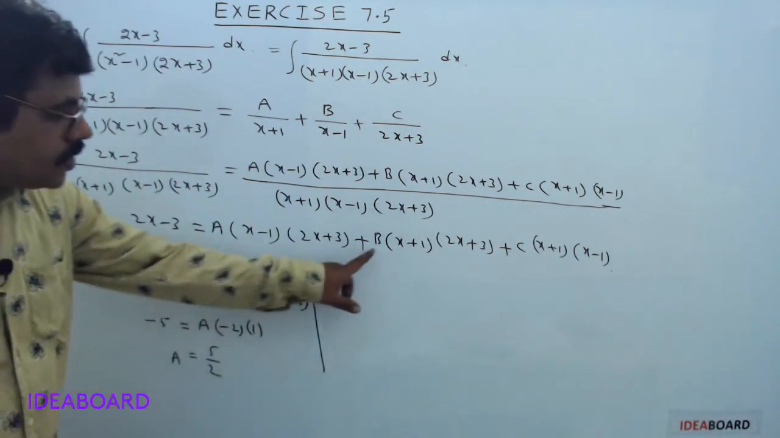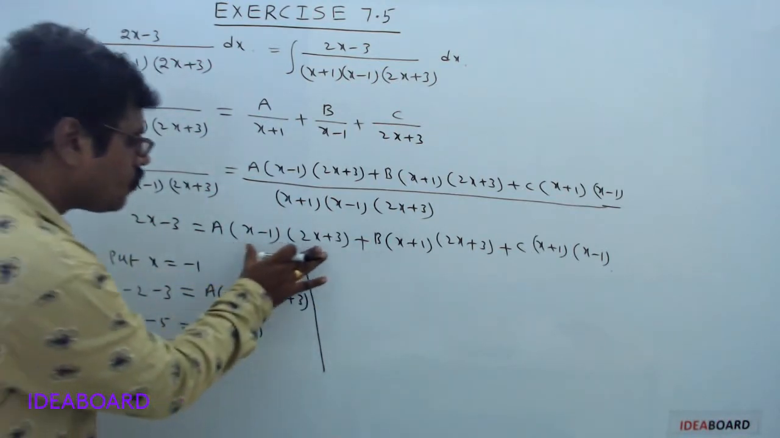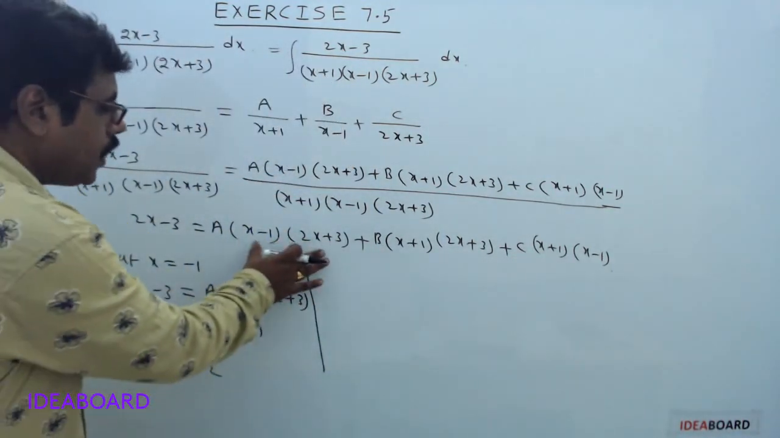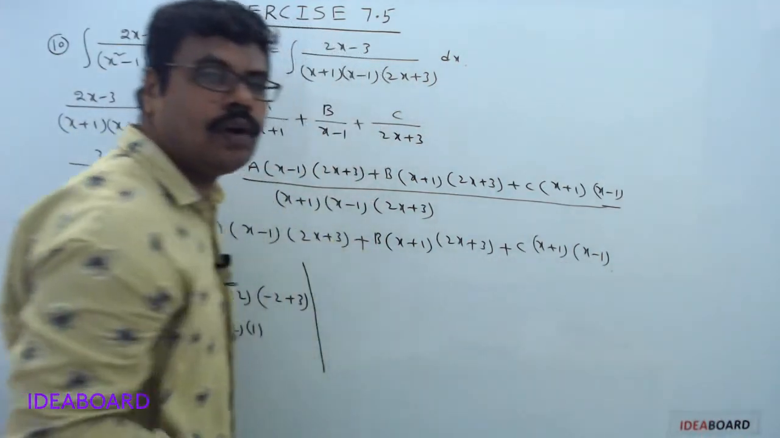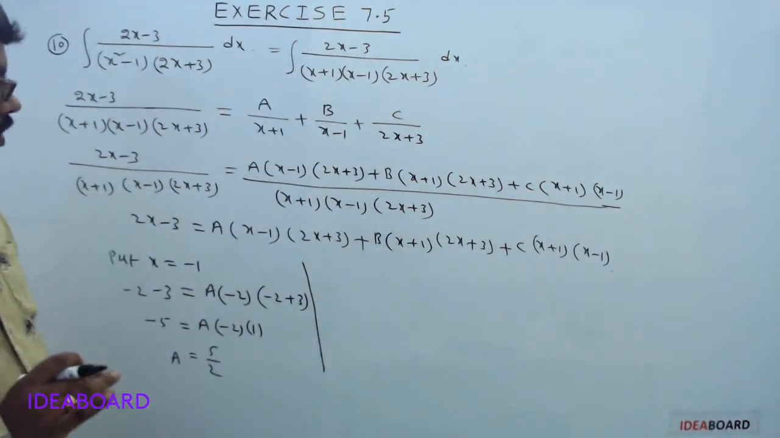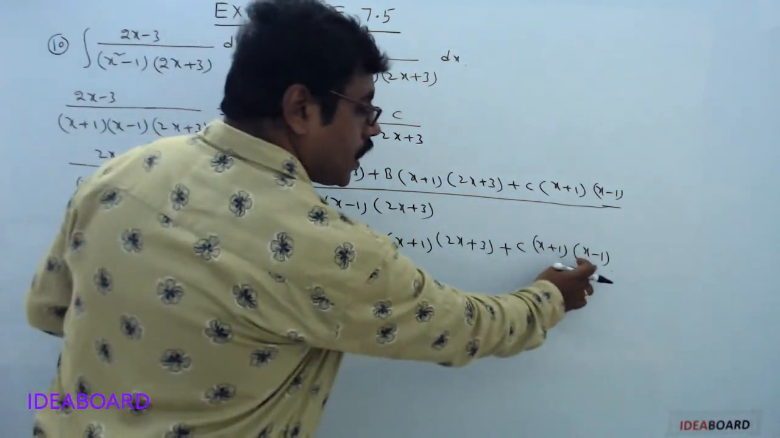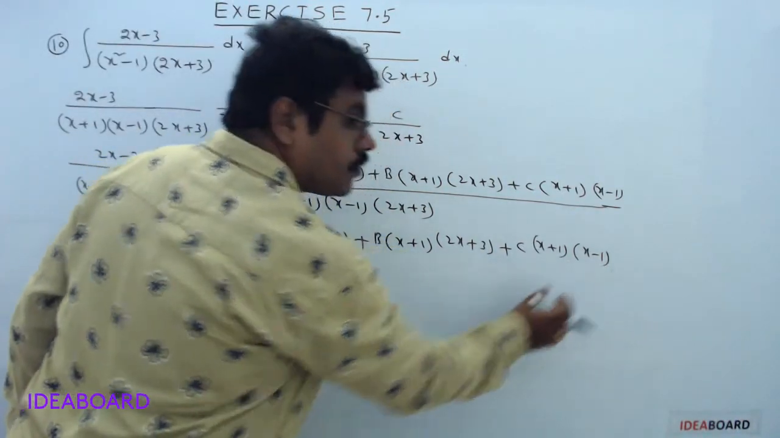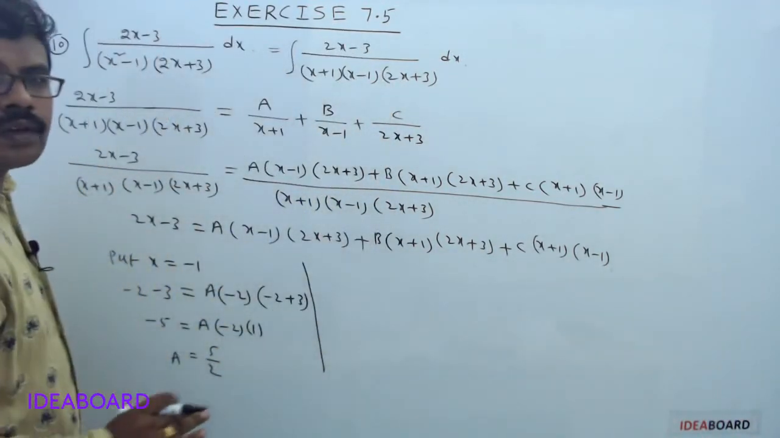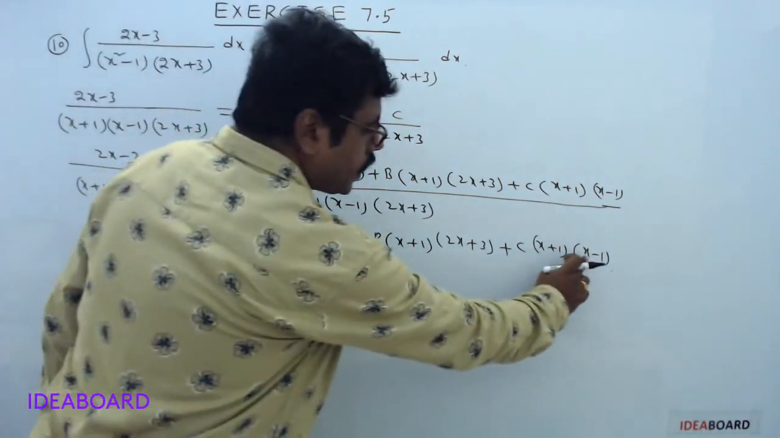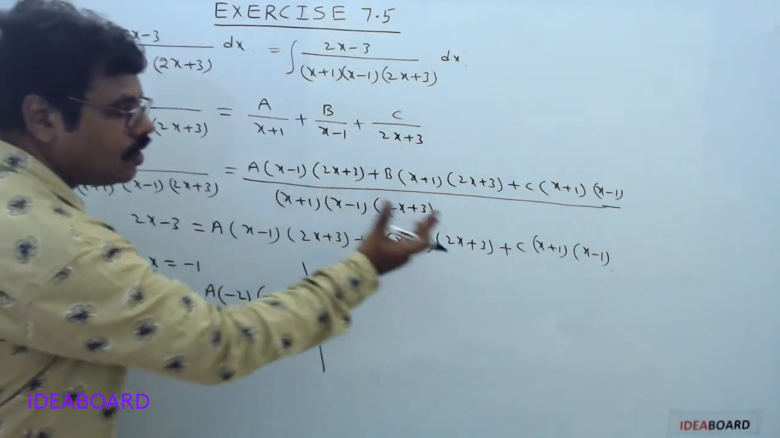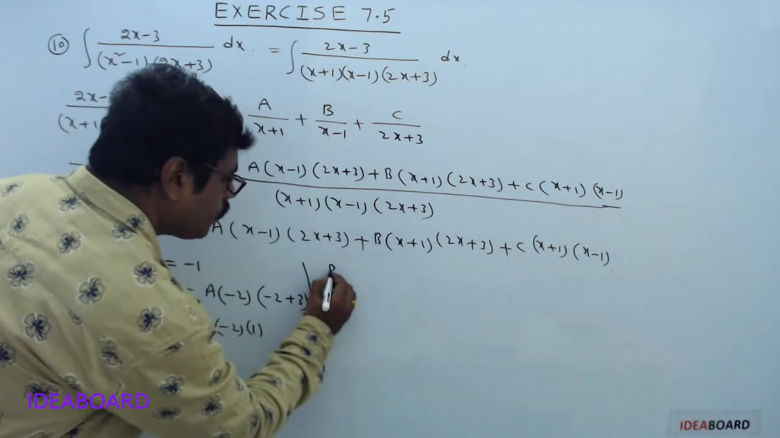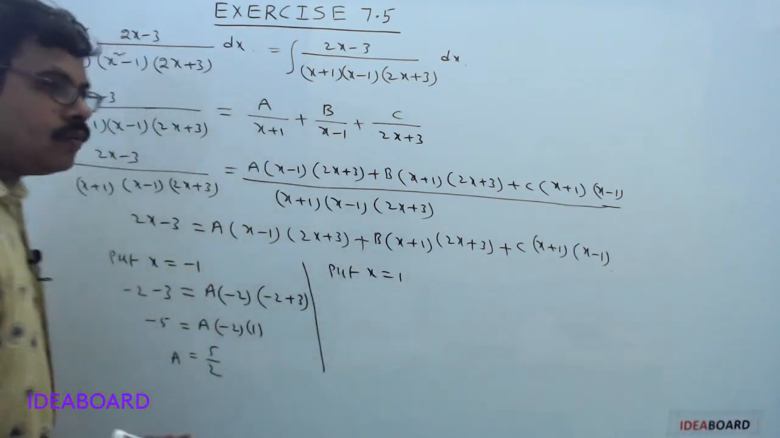Next, to find the value of b, make the first and third terms 0 simultaneously. Observe that x minus 1 is the common factor for the first and third terms. So by substituting x equal to 1, the first term will be 0 and the third term will be 0. So put x equal to 1.